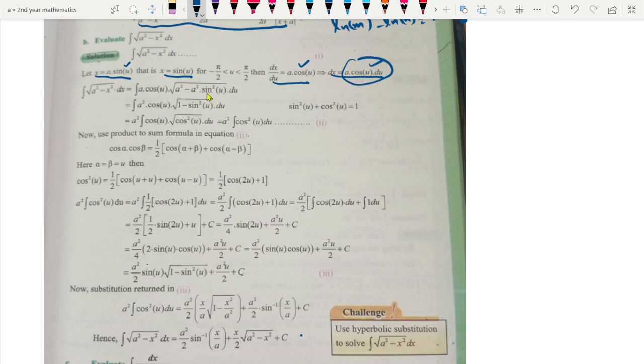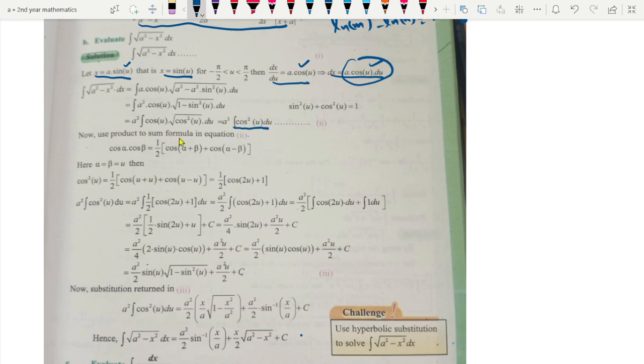Simply putting in the values, we will get this, taking a² as a common factor. One a is with this and one a is with this one, so they will become a². In place of 1 minus sine² u, we will put cos² u. So this cancels with this one, cos u into cos u gives cos² u. Now how do we take the integral of cos² u?